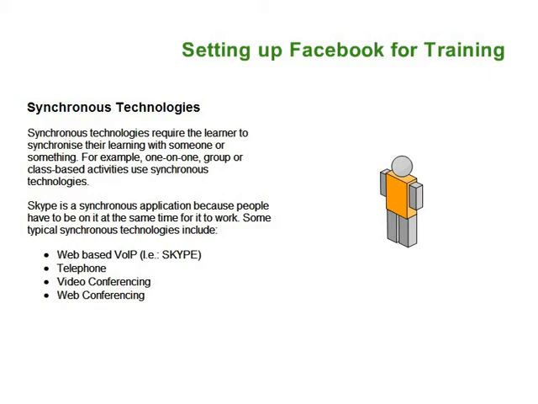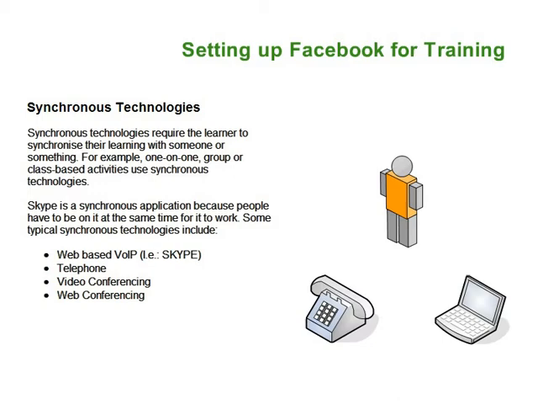Synchronous technologies require the learner to synchronize their learning with someone or something. For example, one-on-one, group or class-based activities use synchronous technologies. Skype is a synchronous application because people have to be on it at the same time for it to work. Some typical synchronous technologies include Skype, telephone, video conferencing, web conferencing.